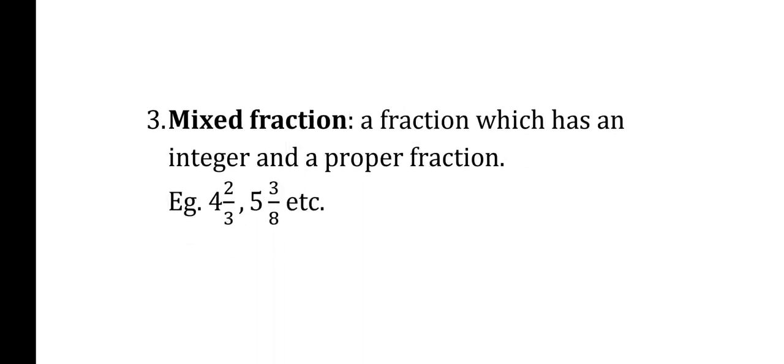Third one is the mixed fraction. If a fraction has an integer along with a proper fraction, then it's called a mixed fraction. So here an integer is there along with the proper fraction. So it's called the mixed fraction. So 4 2 by 3, 5 3 by 8 are the examples of mixed fraction.